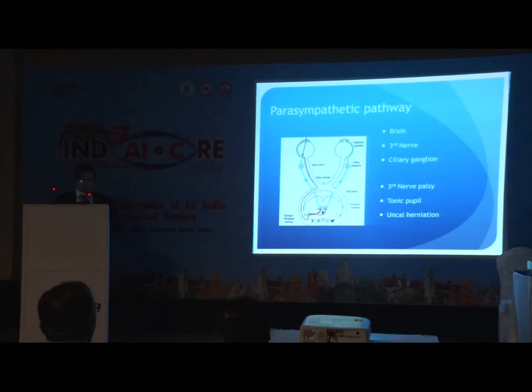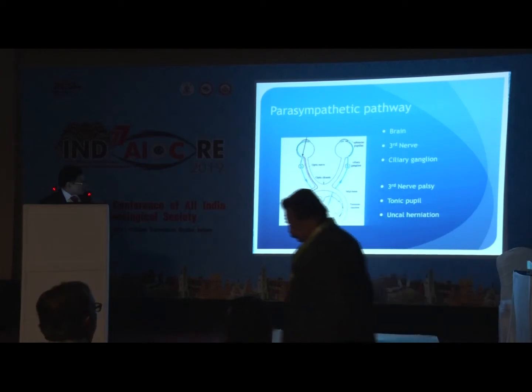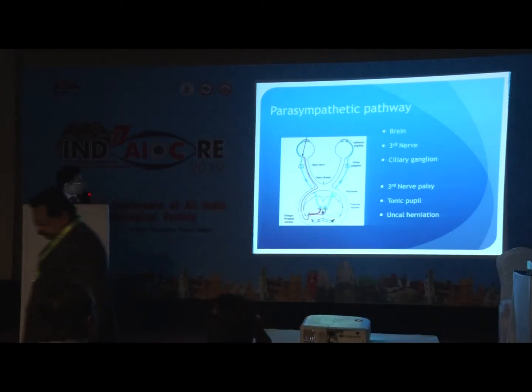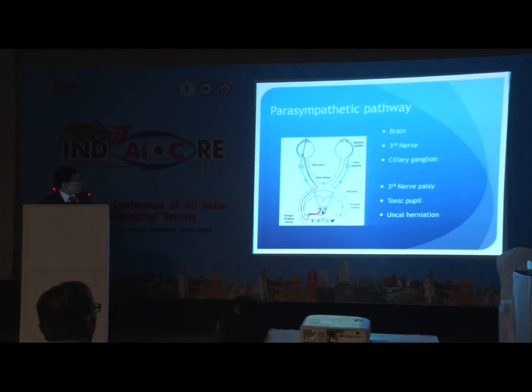The parasympathetic supply, we all know, starts from the midbrain and then goes forwards through the third nerve, ciliary ganglion, and then finally to the iris. So lesions anywhere along this can influence the pupil size. Usually we see third nerve palsy, tonic pupil of Adie's, and obviously very severely ill patients usually don't present to us, but can be present in multi-specialty hospitals.